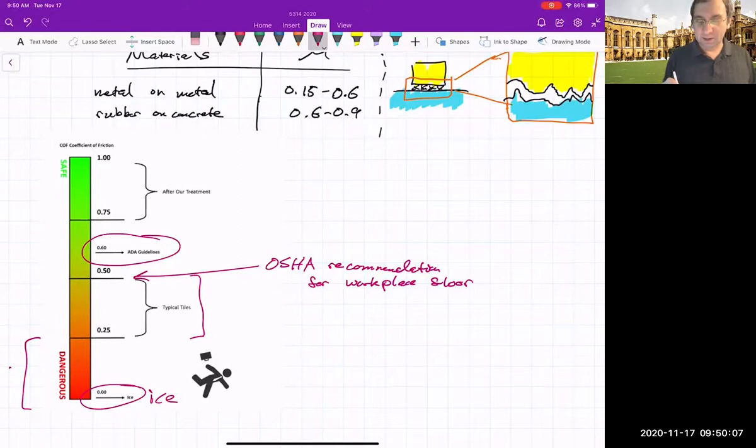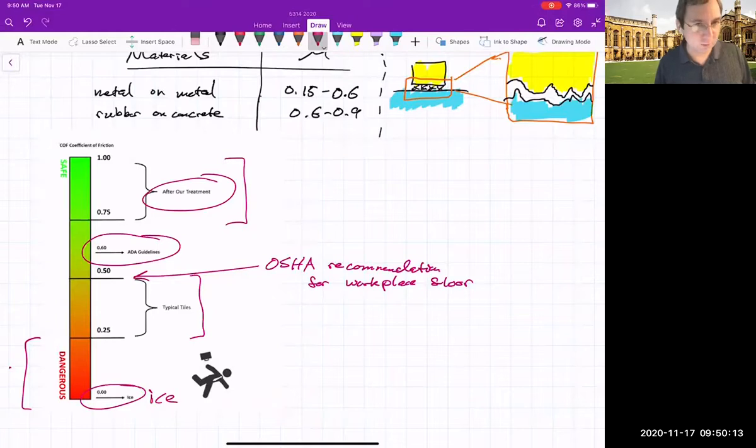And so companies will say, after our treatment, I don't know what it is, maybe they're spraying the floor with something very sticky, rubbery. Then you'll be up here in the safe range and no one will sue you. This is, I think, a lawyer slipping, dropping his briefcase. All right.